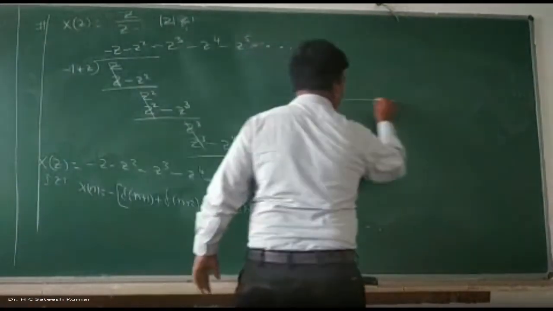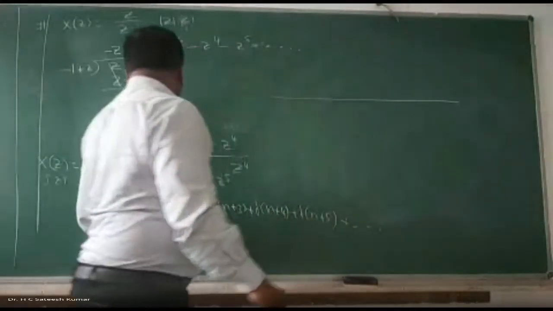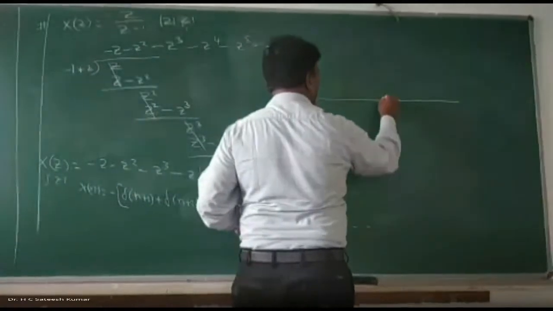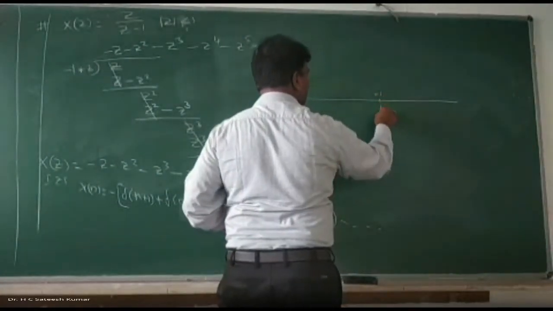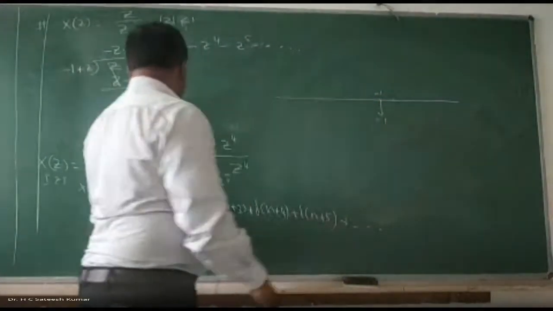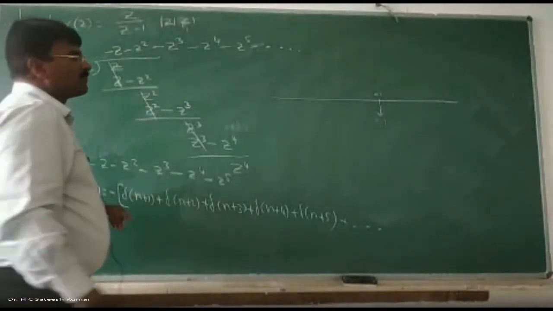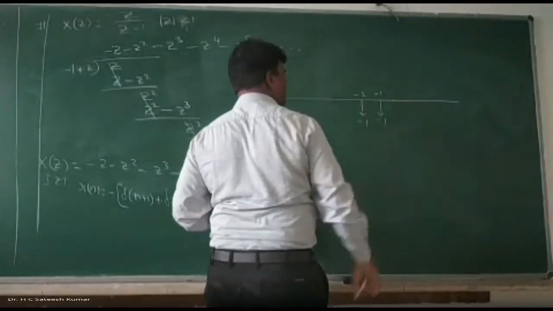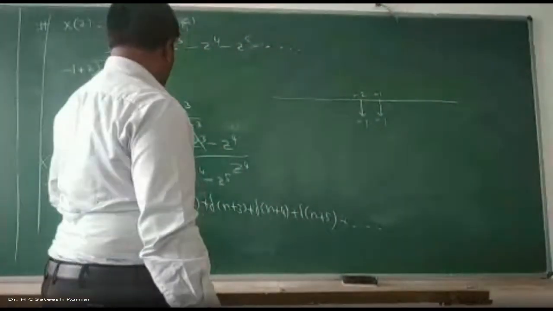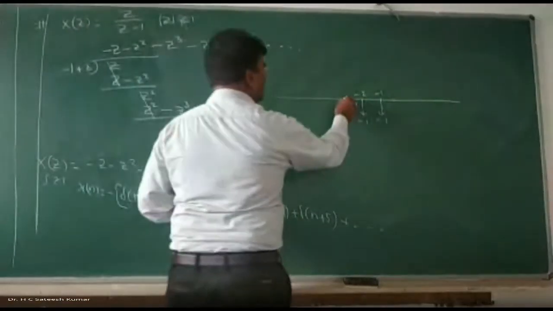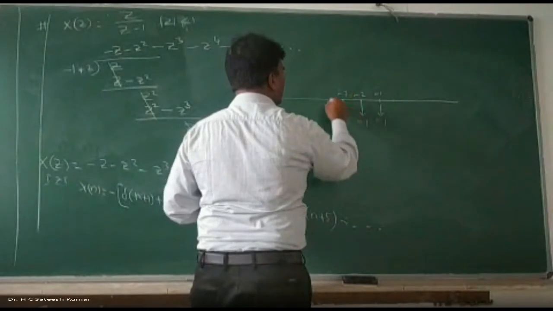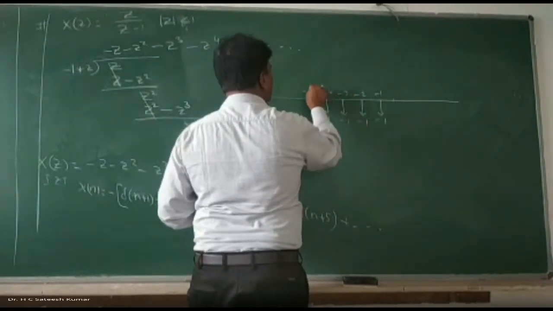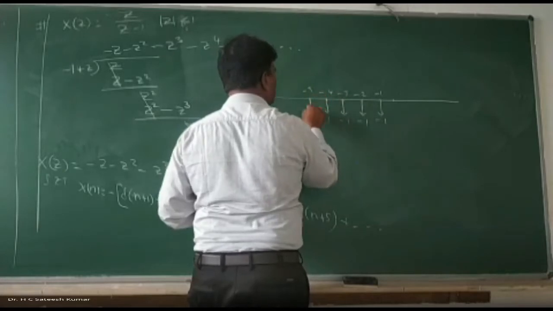Next, can you sketch it? Okay, right. At minus 1, its value is minus 1. This is 0. At minus 2, its value is minus 1. At minus 3, its value is minus 1. At minus 4, its value is minus 1. At minus 5, its value is minus 1. Like that, it will go on.